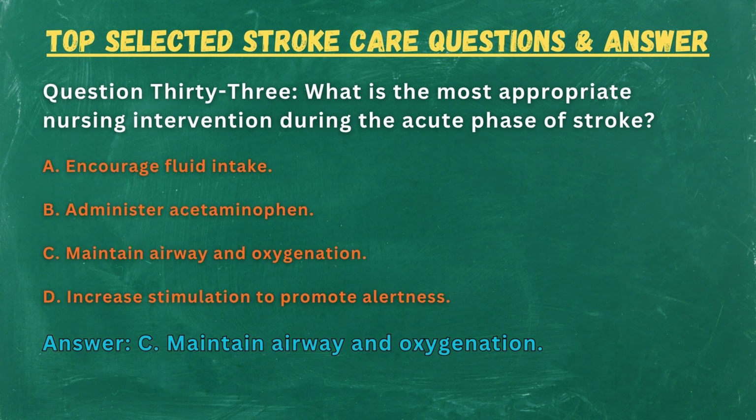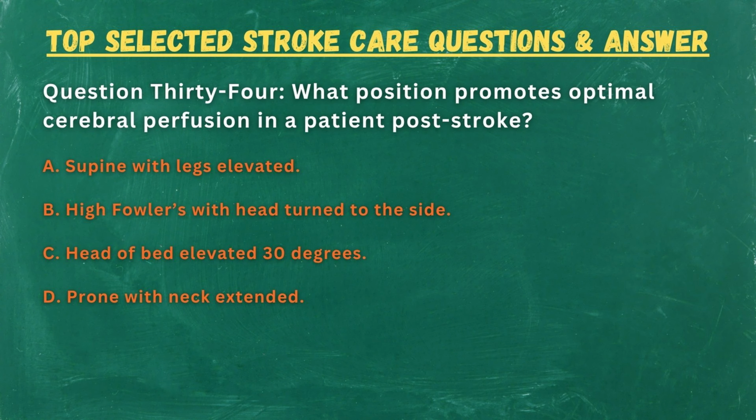Answer: C. Maintain airway and oxygenation. Question 34. What position promotes optimal cerebral perfusion in a patient post-stroke? A. Supine with legs elevated. B. High Fowlers with head turned to the side. C. Head of bed elevated 30 degrees. D. Prone with neck extended.